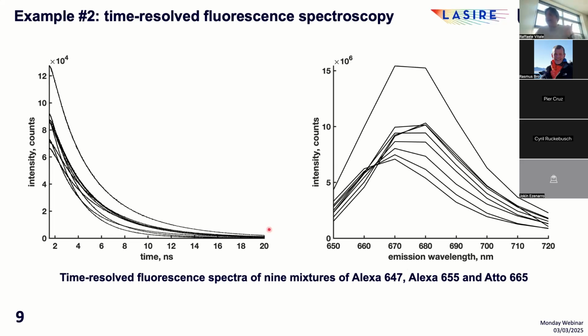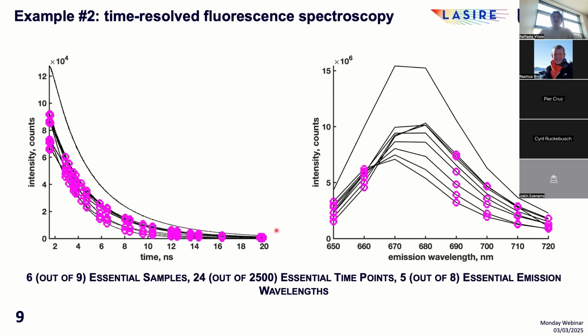Here, the approach I showed you in my previous slide enabled the identification and selection of 6 essential rows, 24 essential columns, and only 5 essential tubes that, together with the original full data set, were submitted to ParaFac-ALS for their trilinear factorization.